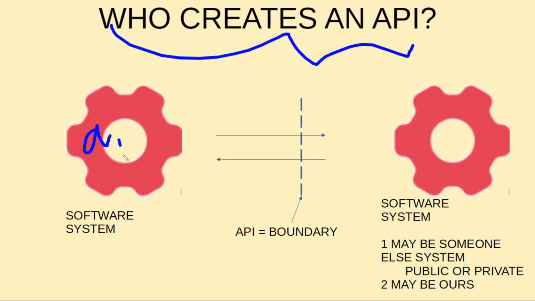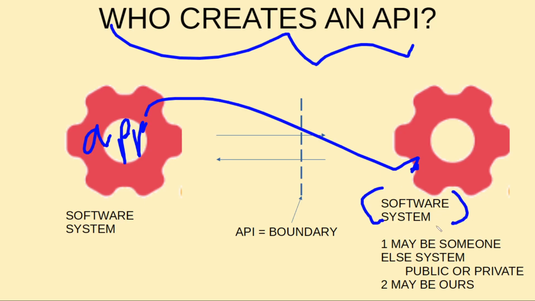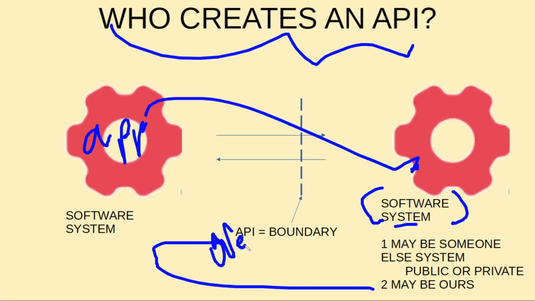Well, that depends. Let's say that we're building an application that is using these software system services, and two things may happen there. This software system was created by us, so we are going to build this API. Or this software system was created by someone else. In that case, a vendor or a third party must create the API and make it available to us.